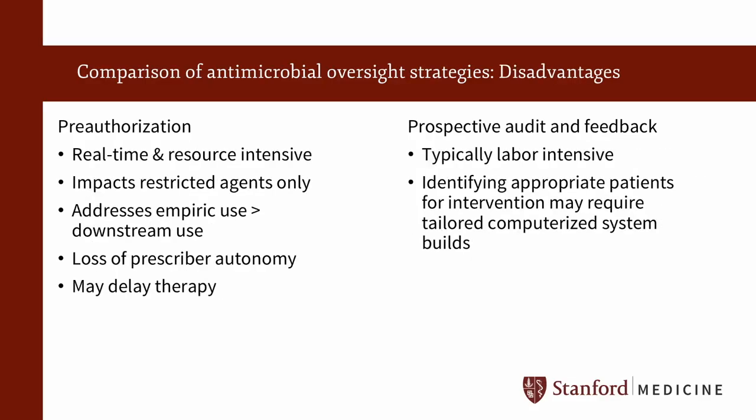Now let's compare the disadvantages between these strategies. Pre-authorization occurs in real time and is resource-intensive, often requiring extensive coverage through an approval pager. It focuses on empiric use rather than downstream use. Because first doses are not generally released without approval, there may be a perceived loss of prescriber autonomy, and this may inadvertently delay first doses.